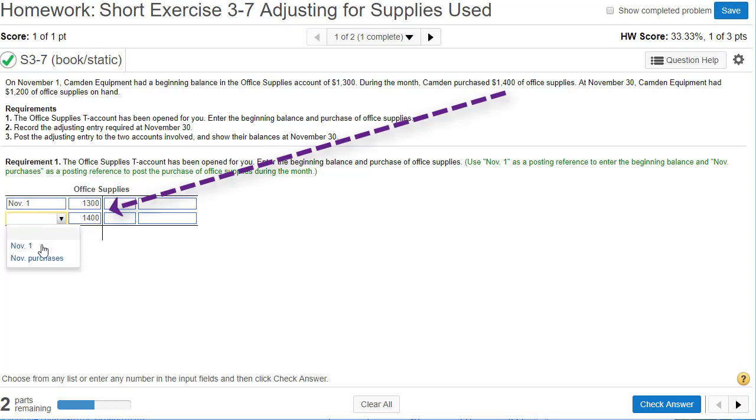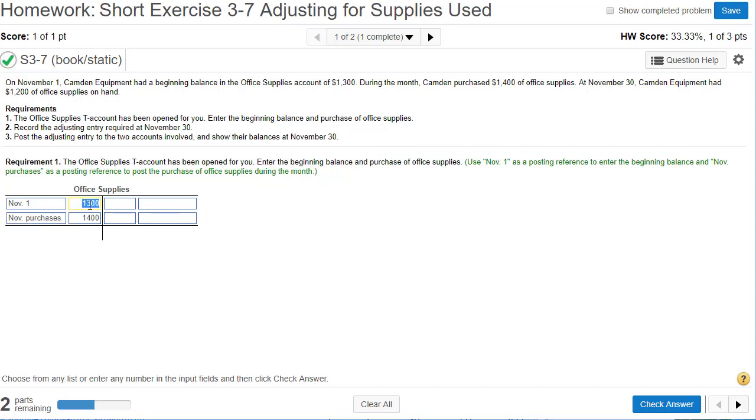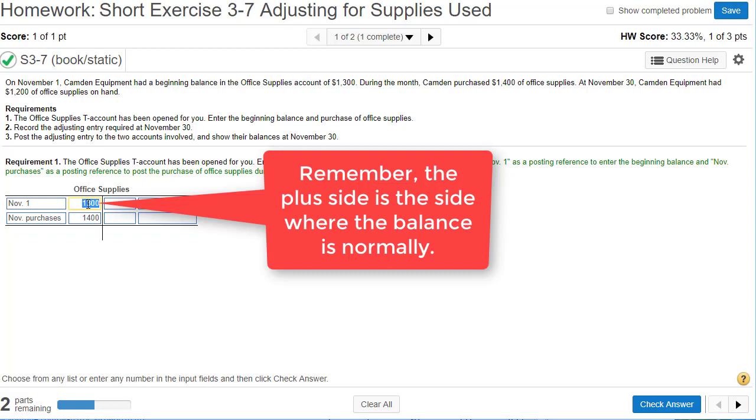$1,400, November purchases. And the reason why we put the $1,300 on the plus side is because if we have a balance of something, the balance is going to be normally on the plus side of the account.